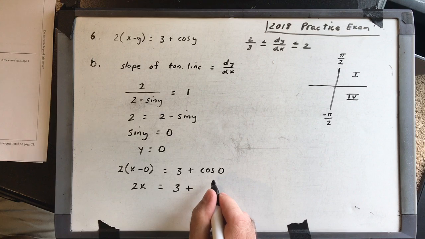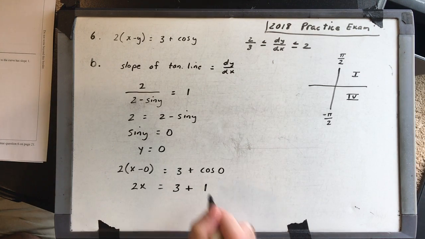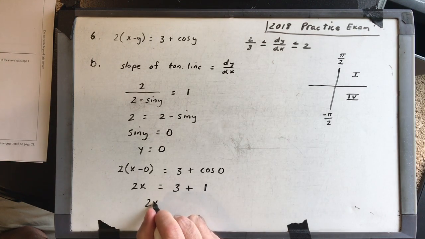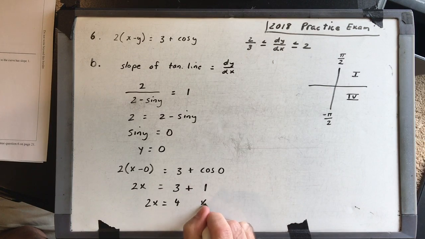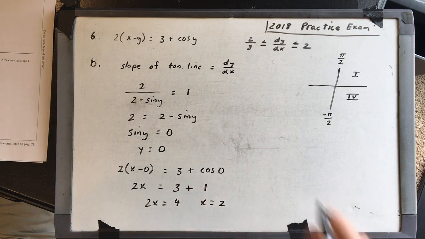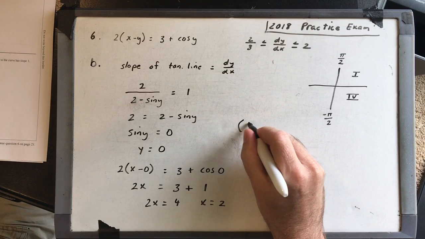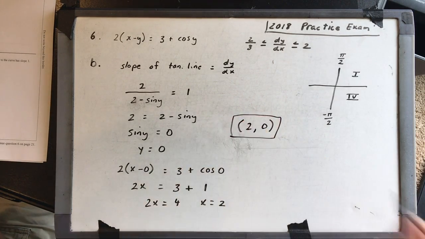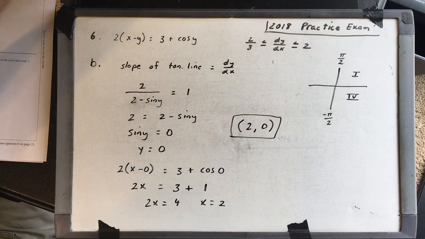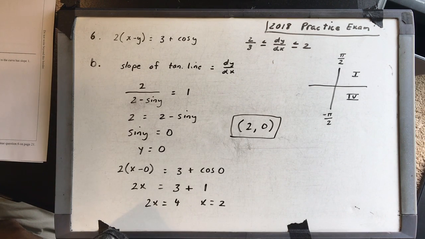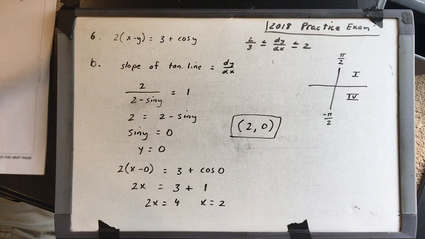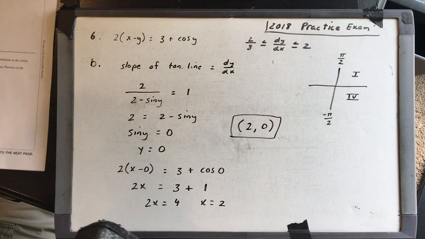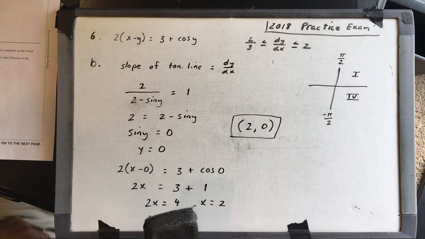All right, again, you're going to have your unit circle handy, right? So that's going to be 1. 2x equals 4. x is equal to 2. So the point is x is 2, y is 0. All right, that's doable. Okay, so I'm going to erase this part, and we'll take a look at part C.